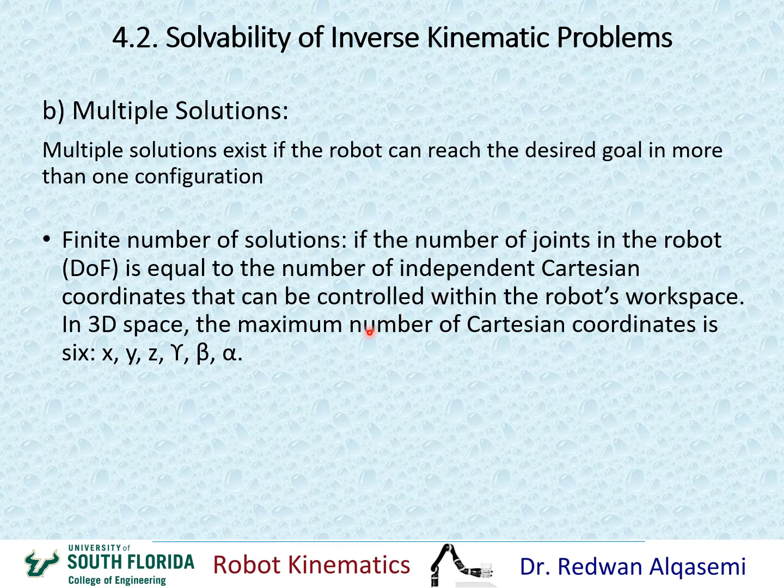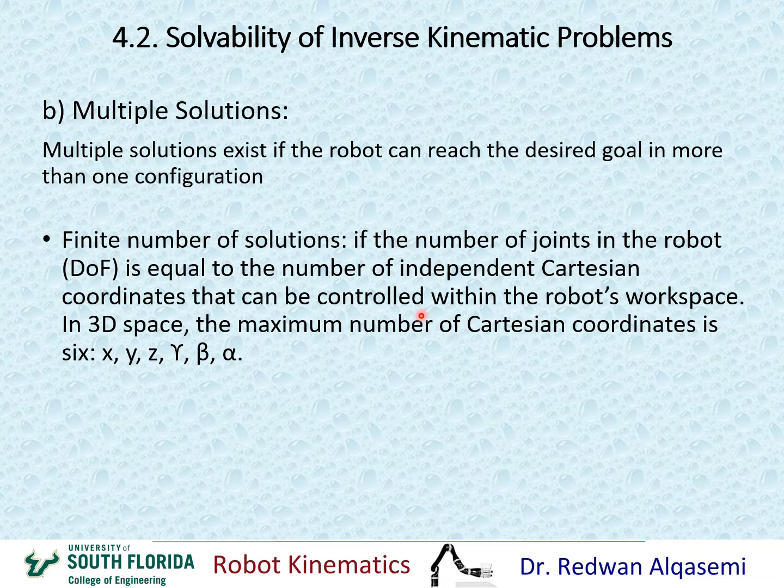Okay. For example, in a 3D space, the maximum number of Cartesian coordinates would be 6, which includes moving in the x, y, and z directions, and rotating about the x, y, and z axes. So this is the maximum number of Cartesian coordinates in a 3D space. Of course, if we're talking about a planar robot, then the maximum would be translation in x and y and rotation about z.